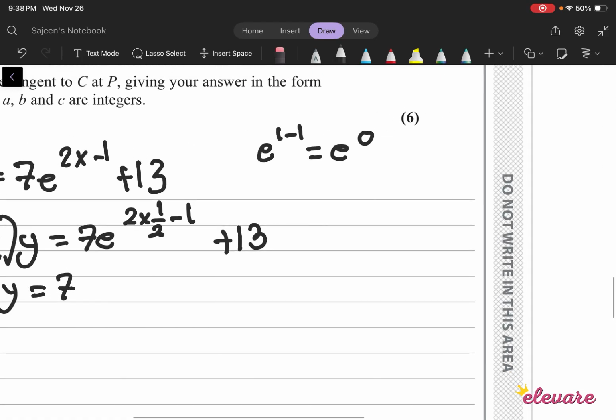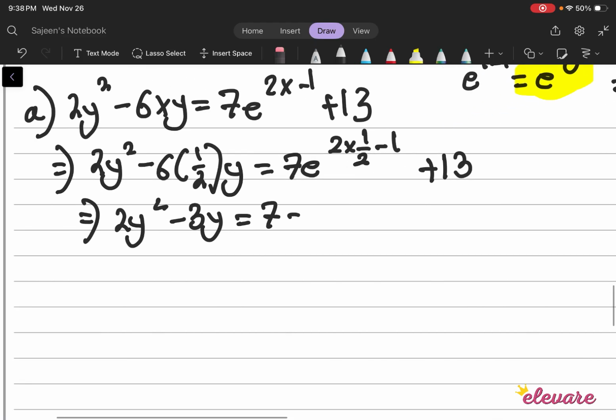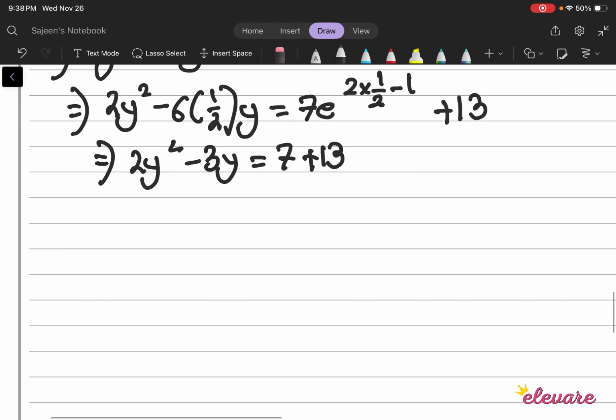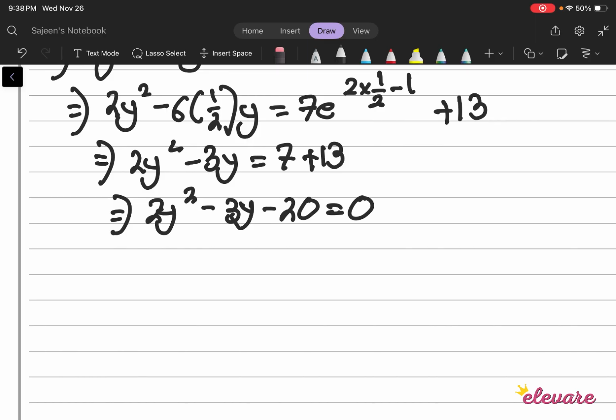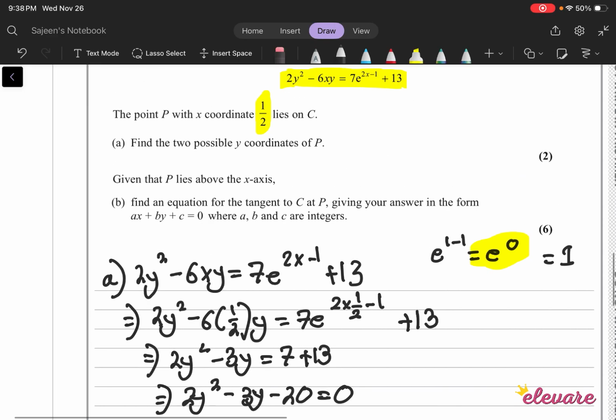And যখন আমরা জানি anything to the power 0 is equals to 1, right? So 7 plus 13. So I can rewrite this entire equation as 2y squared minus 3y minus 20 is equals to 0. If we solve for y here, we'll get two answers. First answer is minus 5 by 2 and our second answer is y is equals to 4. So my first question is done.